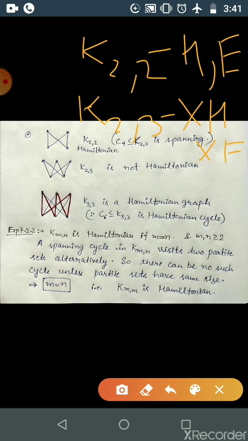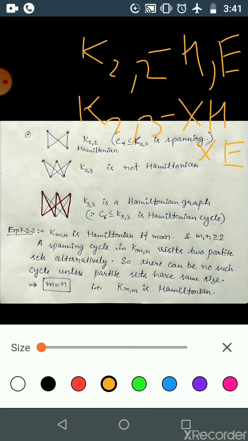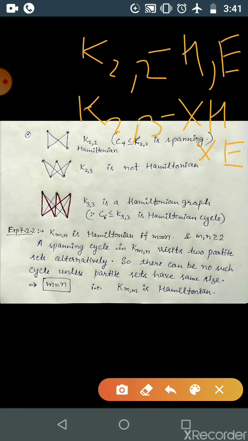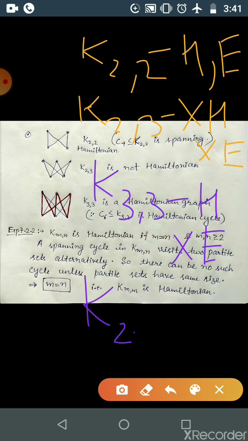Okay, not Hamiltonian, not Eulerian. What about K33? K33 is Hamiltonian but not Eulerian. Okay, any graph which is Eulerian but not Hamiltonian? K24, correct? Whenever we have even degree, that is Eulerian. So this is not Hamiltonian but Eulerian.